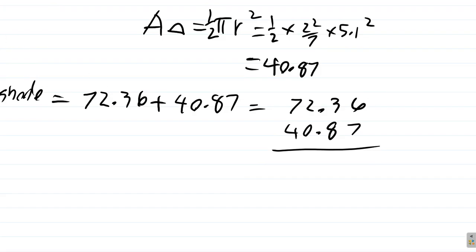But anyway, 7 and 6 is what? 13, bring down the 3, carry 1. 8, 9, 10, 11, 12. 12, bring down the 2, carry 1. 2 and 1, 3. 7, 8, 9, 10, 11. 113.23.